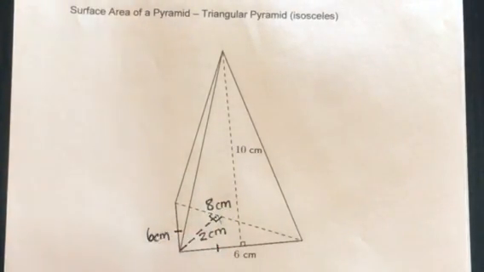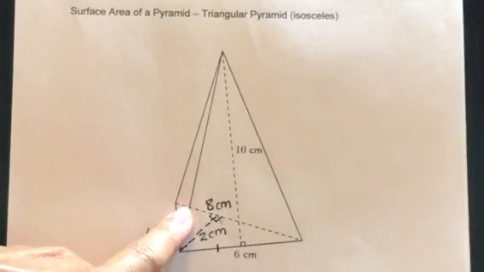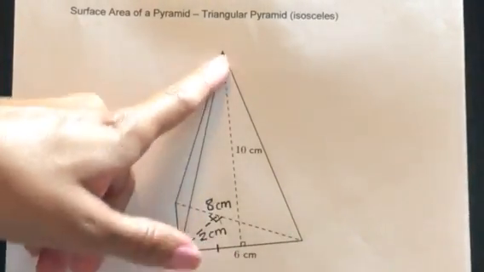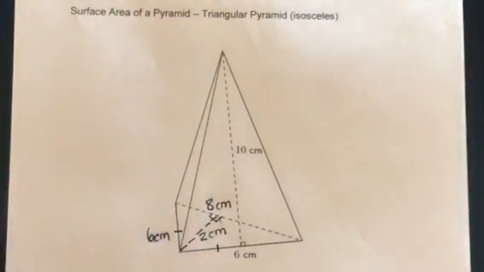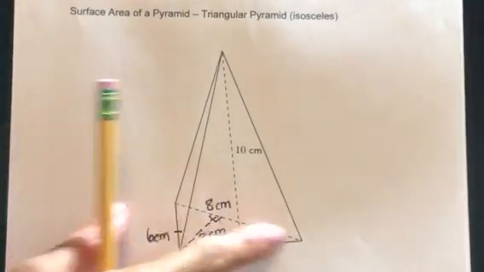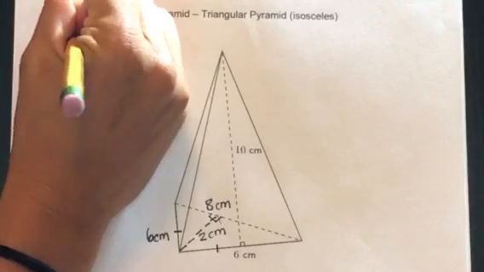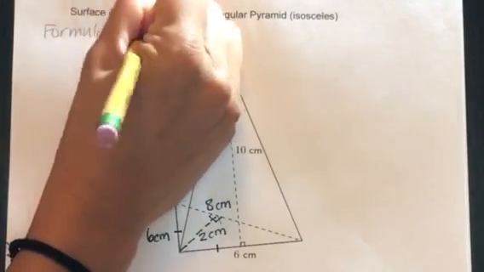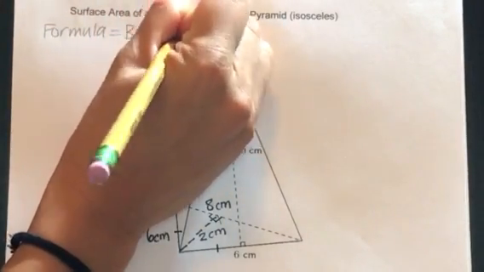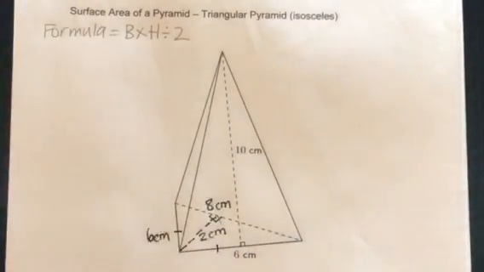We are going to be solving for surface area, so remember that surface area is the area of all the faces. If we look here, this one has 1, 2, 3, 4 faces. We'll keep that in mind as we solve for surface area. Since we're going to be solving for 4 triangles, we need to remember that the formula is base times height divided by 2. We're going to use that formula to solve all the triangles.